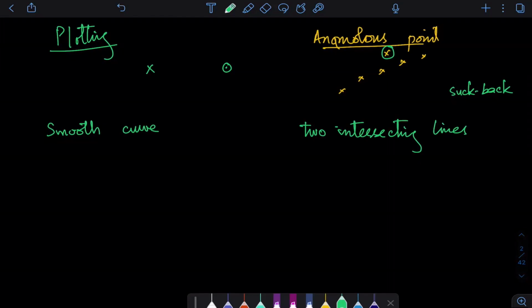So हमें plotting की समझ आ गई, हमें anomalous points की समझ आ गई. Next point is smooth curve और intersecting lines में क्या difference है? Smooth curve ये होती है कि आपने points बनाए.